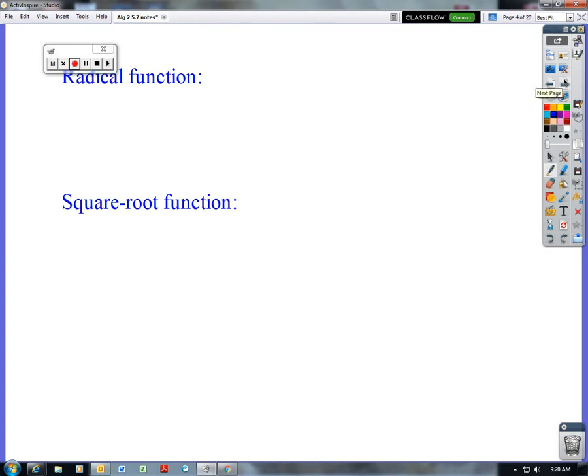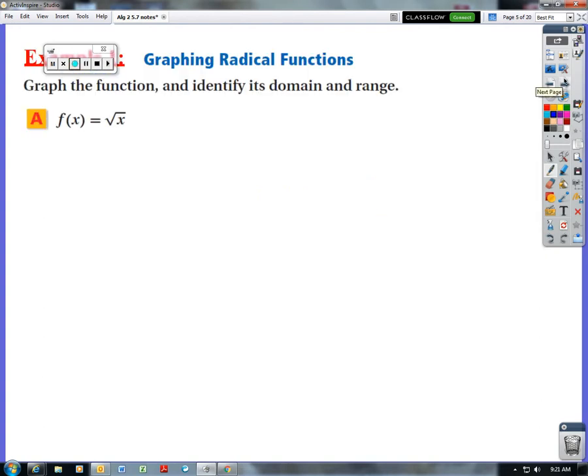Okay, we already talked about this. A radical function is a function that has a radical in it. Square root function is, that's the parent graph for a square root function, the square root of x. Now we're going to graph the square root of x again. I just graphed it in the introduction, but this time we're going to be a little more careful about it and we're going to pick some points.